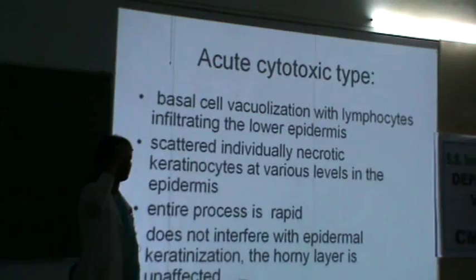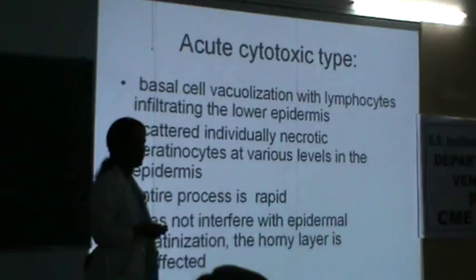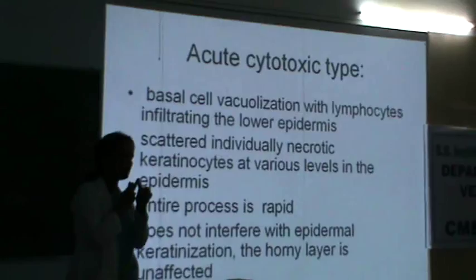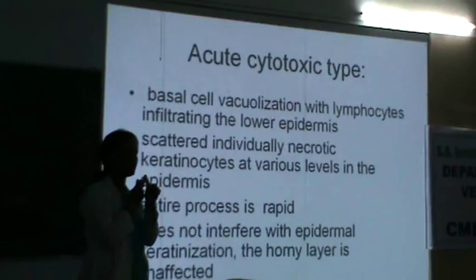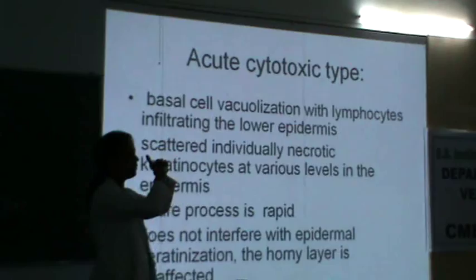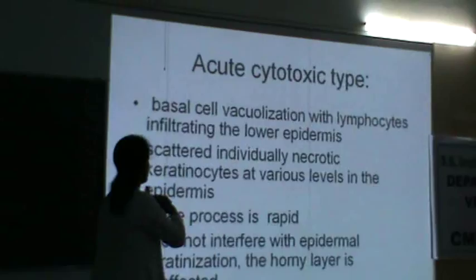What qualifies the description of the keratin layer in lichen planus? We say there is hyperkeratosis. What type? What is a normal keratin? We say basket weave. Initially it is laminated, but all the laminae come together and become compact. So compact hyperkeratosis. It does not interfere with epidermal keratinization. The horny layer is unaffected.